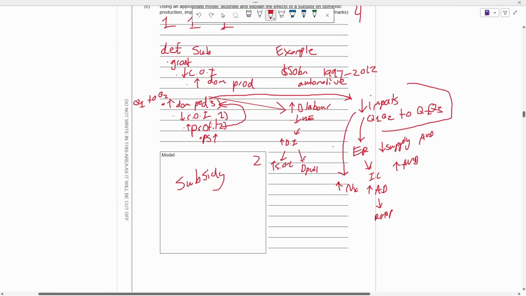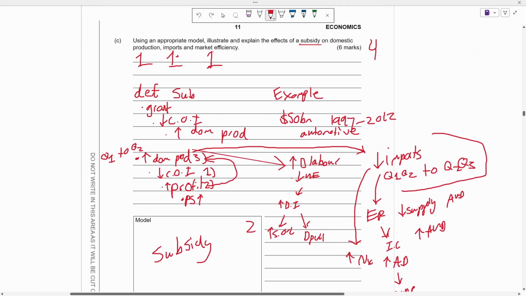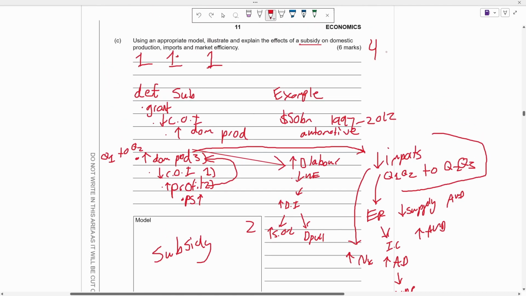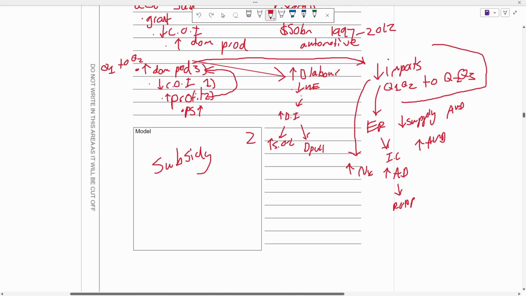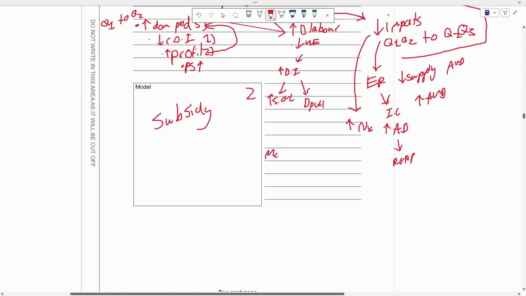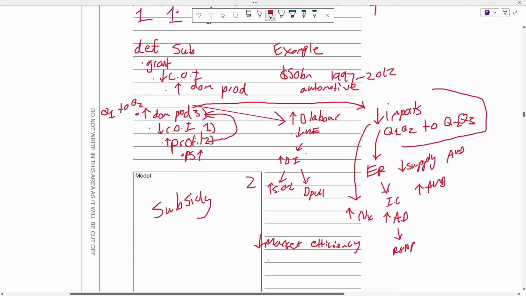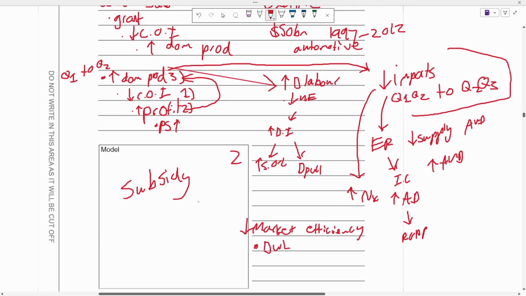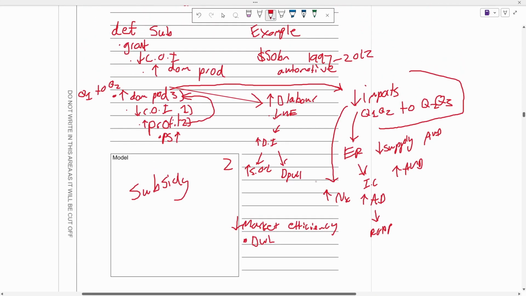So let's go on to the market efficiency. For market efficiency, you're going to have to include more detail compared to imports. Roughly the same as the domestic production bit right here. So let's do market efficiency. The market efficiency will decrease. There's a subsidy. Now, why does this happen? Because deadweight loss is created. Now, depending on how you draw your subsidy graph, you might explain it differently.